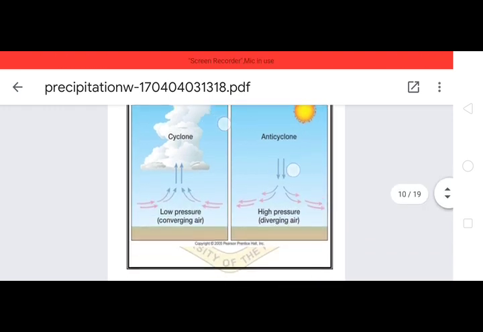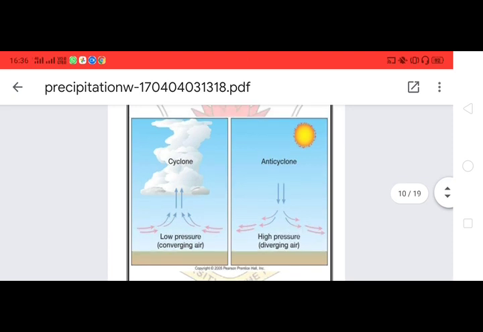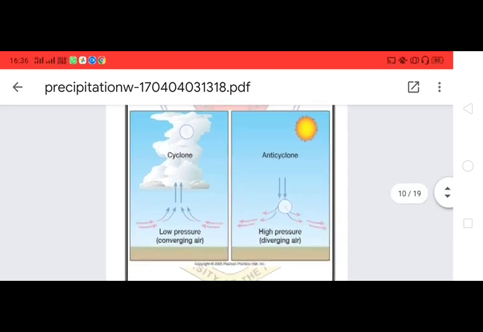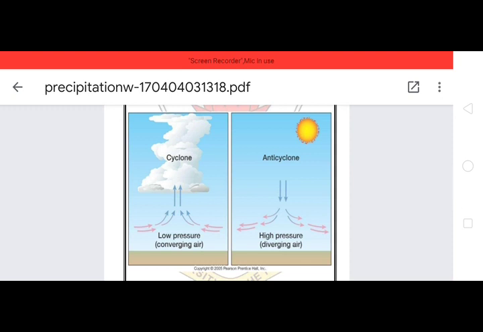So this is the pictorial representation of a cyclone. Here you can see the low pressure area and the cyclone formation. The red arrows are warm air, and the blue arrows are cold air. So as we discussed in the point, you can relate it with this pictorial representation, so you can understand the causes and the formation of cyclone and anticyclone.